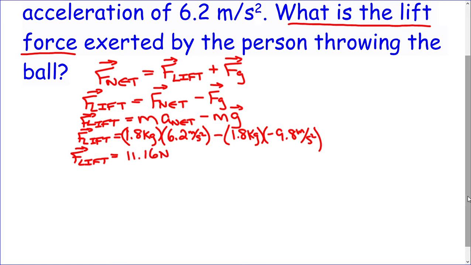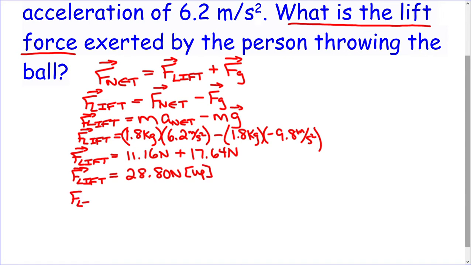Now notice here I've got a negative gravity and it's being subtracted. That's going to change this to an addition, and it's saying that I have 17.64 newtons of force coming from my force of gravity. So that means that my lift force works out to be 28.80 newtons heading up. Right, I get a positive value out of this.